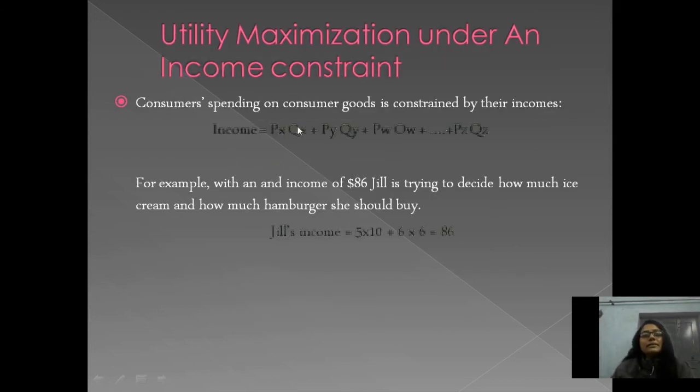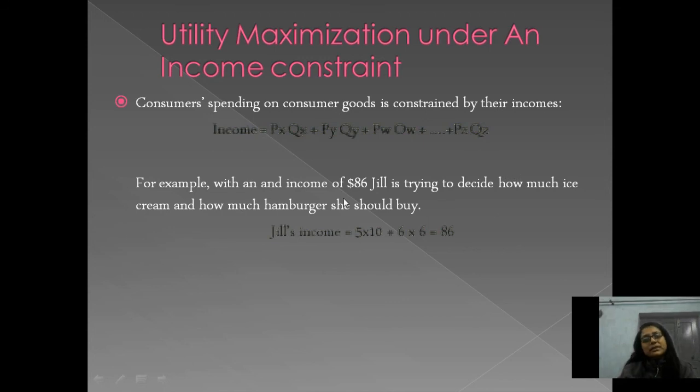So, utility maximization conditions under an income constraint. There must always be a rule: income must equal expenditure. This amount indicates the quantity, and this is the price. If we multiply price with quantity, we get the expenditure on X. In the same way, we get the expenditure on Y. So the expenditure on all goods summed up, that means total expenditure, is always equal to total income.